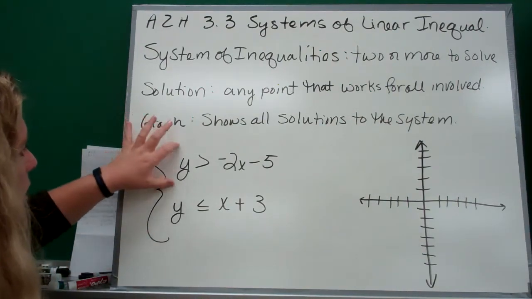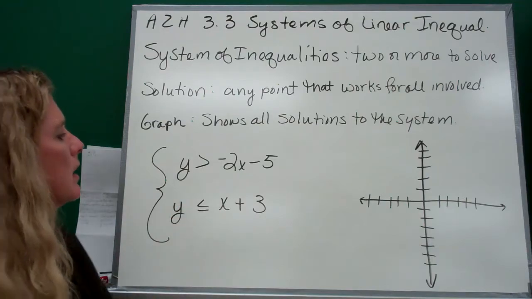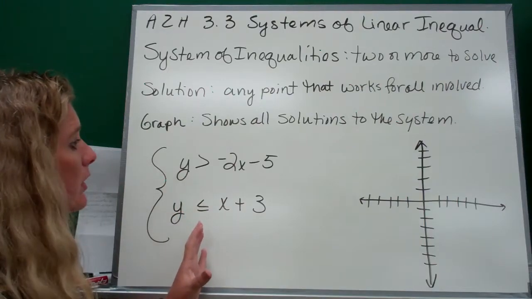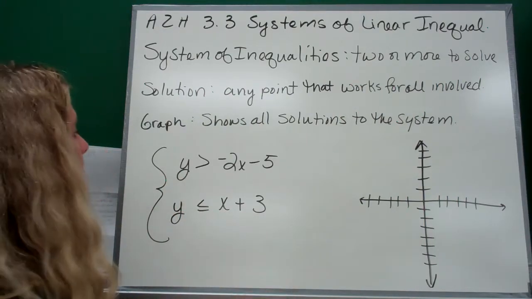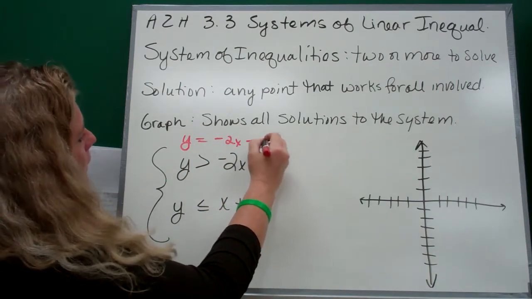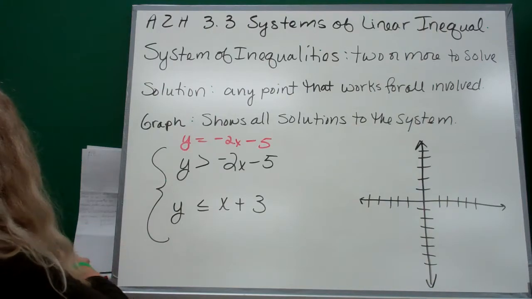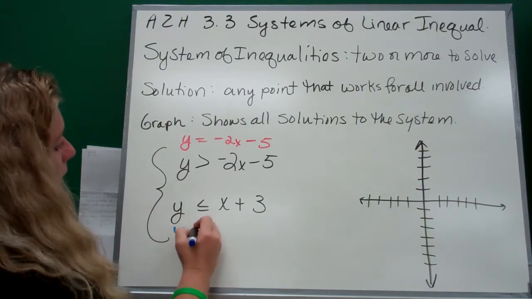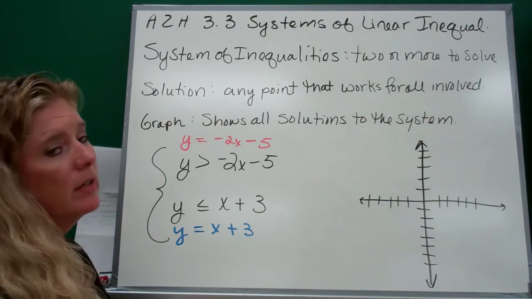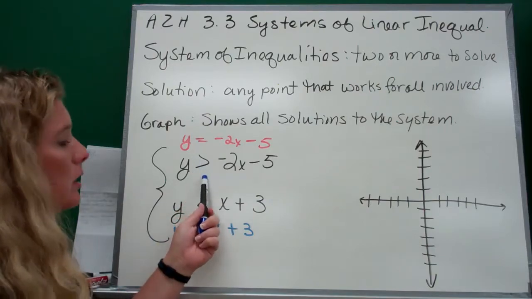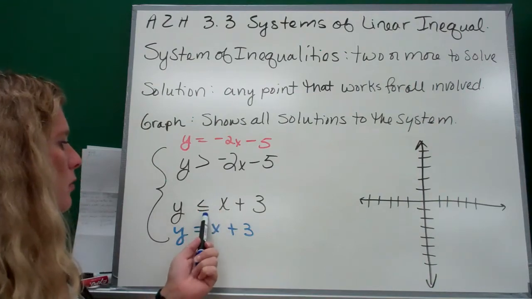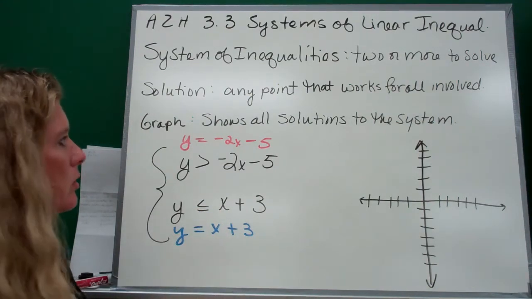Here is a system. y is greater than negative 2x minus 5, and y is less than or equal to x plus 3. This is a system of inequalities. The boundary lines are going to be y equals negative 2x minus 5 and y equals x plus 3. Okay. So we graph each boundary line. This one will be dotted because it's just a greater than. This one will be solid because it's got the or equals to included.